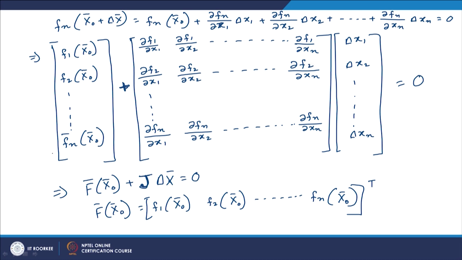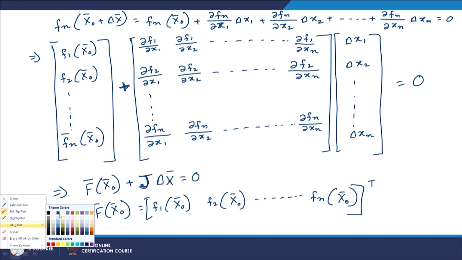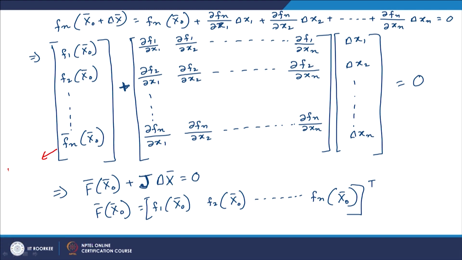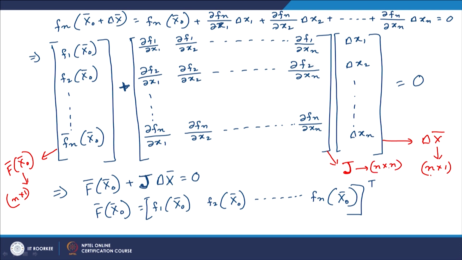So, we are actually denoting this vector as vector x, which is a function of x naught. This is the delta x vector, and this is the Jacobian matrix. Now, what is the size? The size is n cross 1. This also has size n cross 1, and this has a size n cross n. So, this is a square matrix.